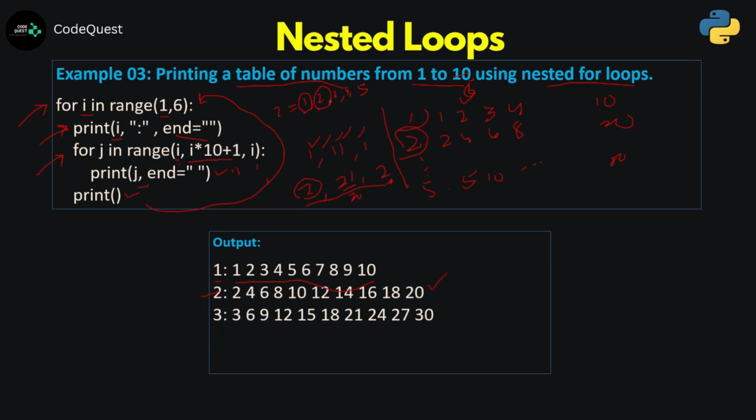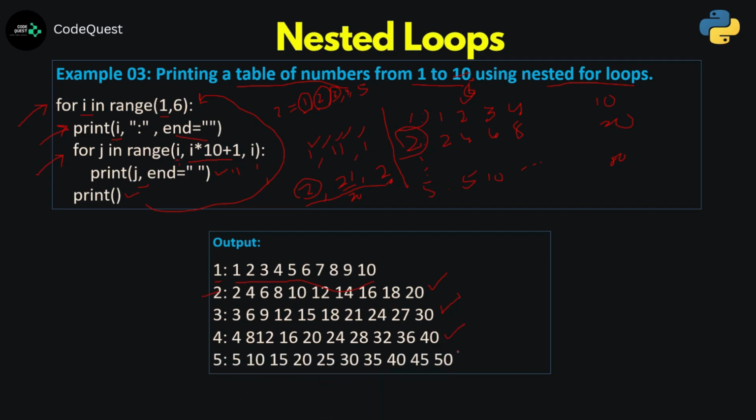Very similarly, for the next 3 iterations, for 3 we are going to get the 3 table, for 4 we are going to get the 4 table, similarly for 5 we are going to get the 5 table.